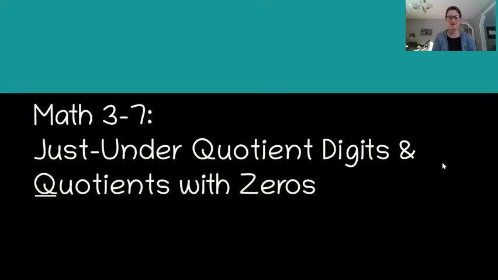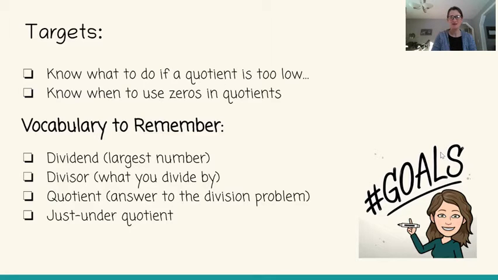We are doing math lesson 3-7, and we're talking about two things today: just under quotients and quotients with zeros. So our targets for today are one, to know what to do if a quotient is too low, and two, to know when to use zeros in our quotients.